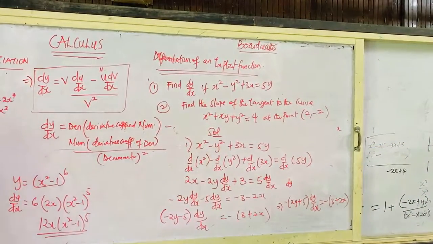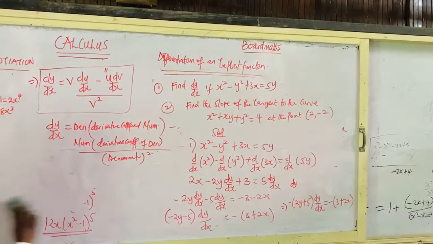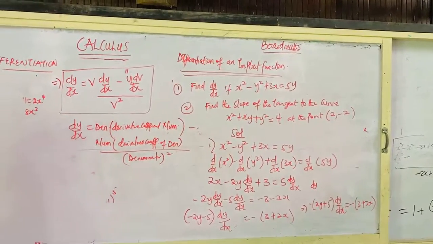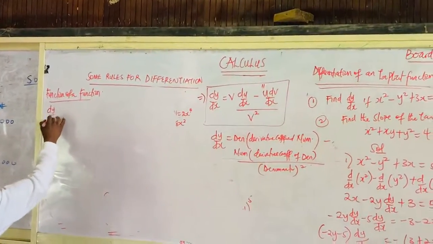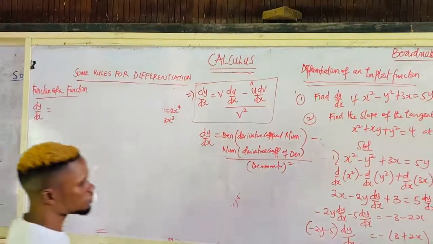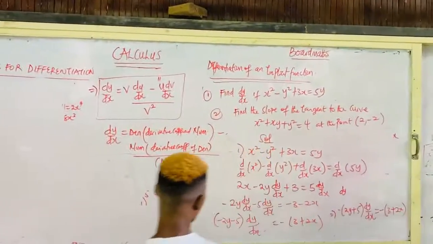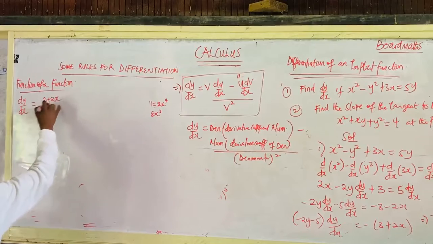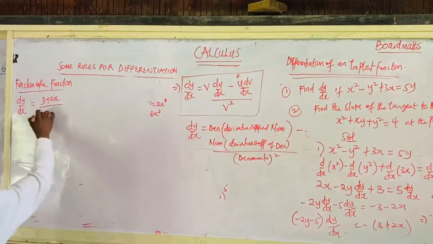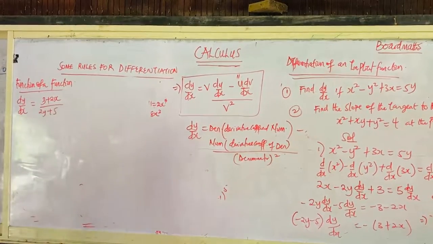So that gives dy/dx is equal to negative, dx cancel out. That gives (3 plus 2x) all over (2y plus 5). And the next one is find the slope.